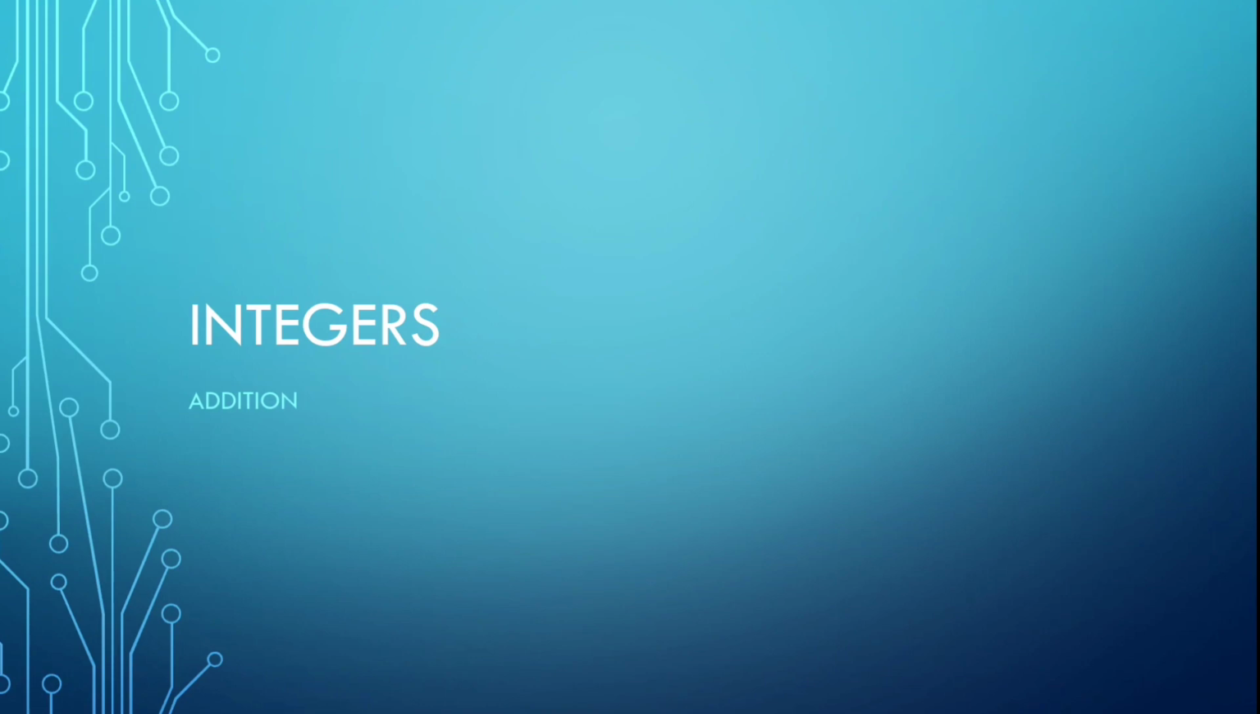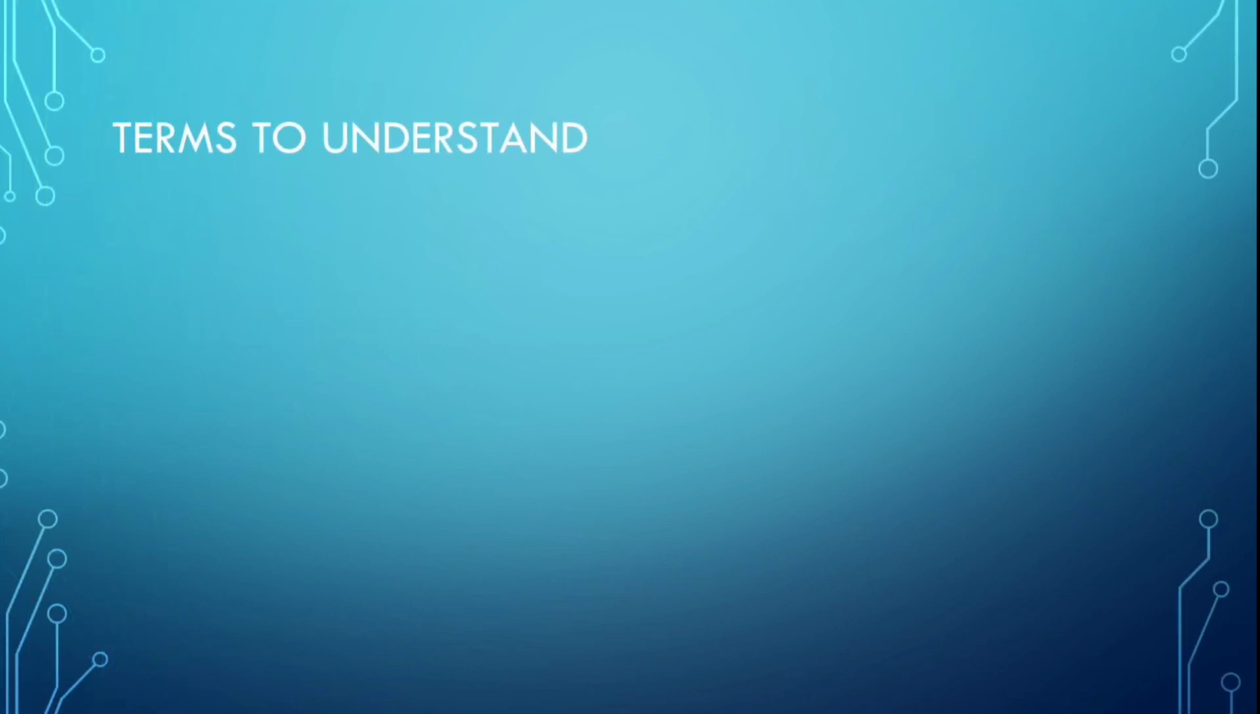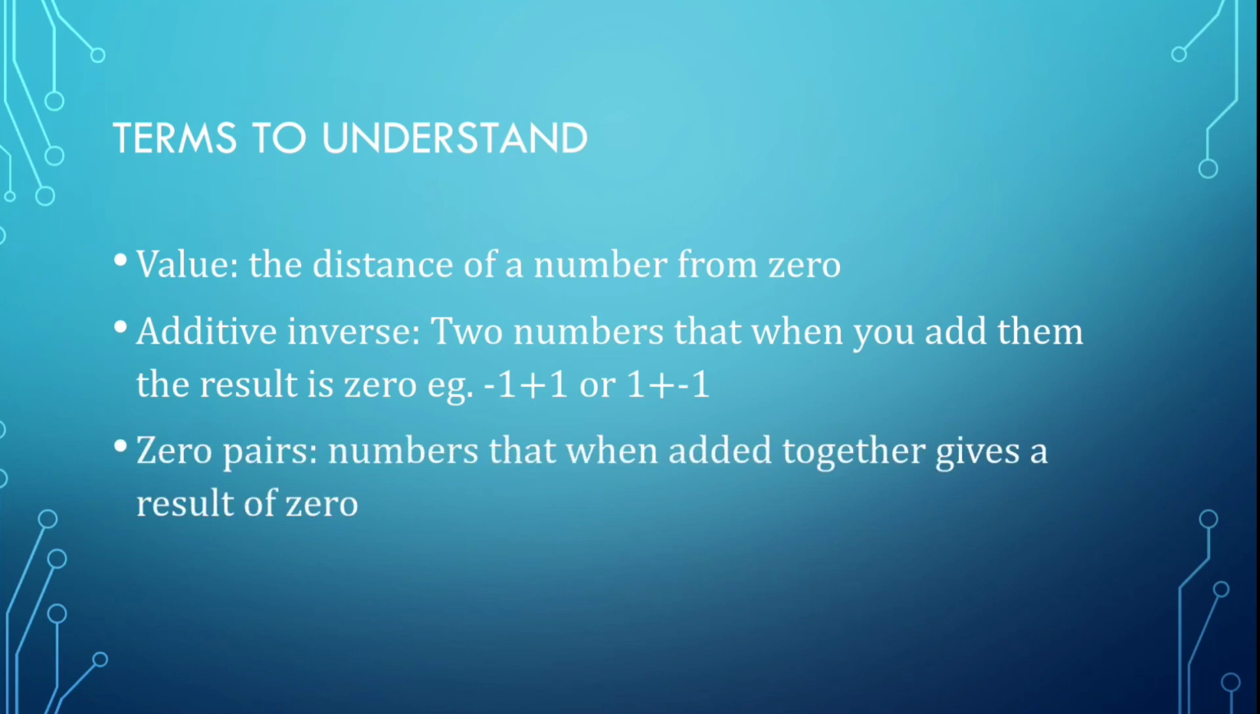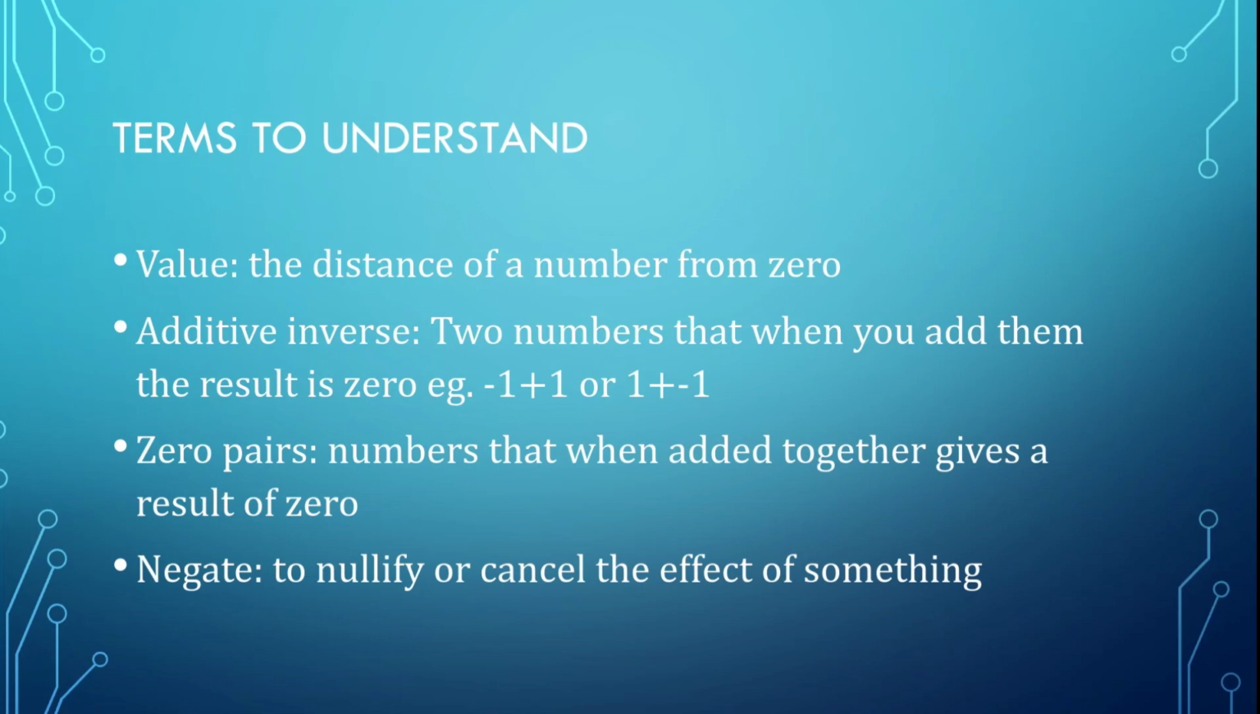Easy as its basics. Today we want to look at integers, and that is addition with integers. Some terms that we may come across as we go through the video are value, which just speaks of the distance of a number from zero. Additive inverse speaks of two numbers that when you add them together, you get zero. Also, we're going to come across zero pairs, and that's just a representation of additive inverses. Negate, I might say that word, and it means to nullify or to cancel the effect of something.